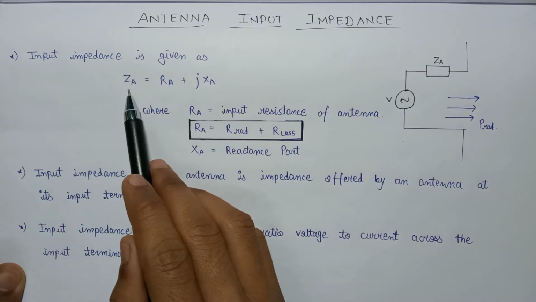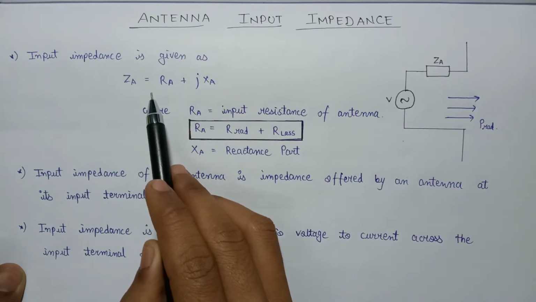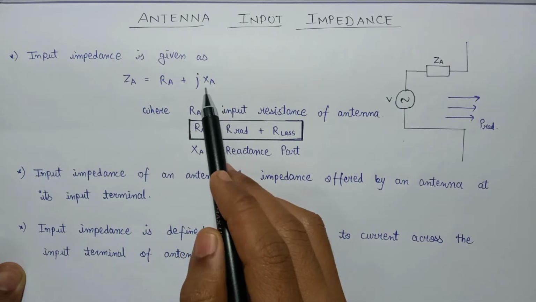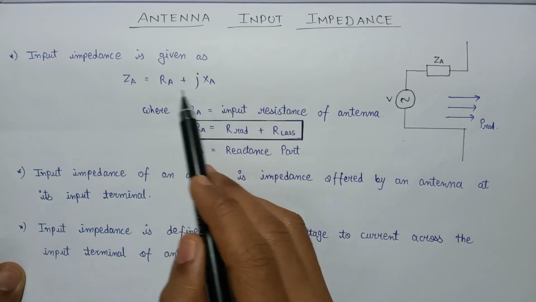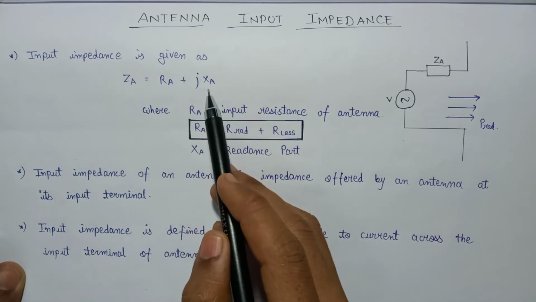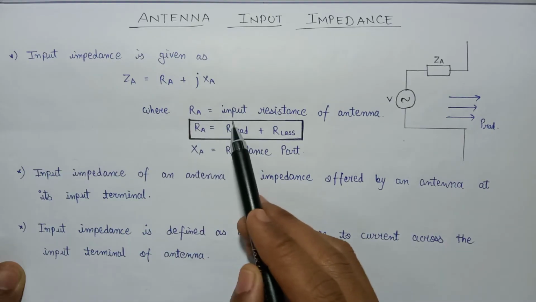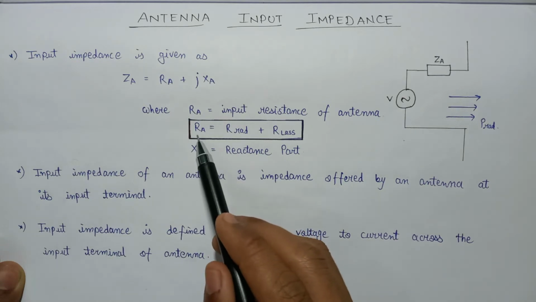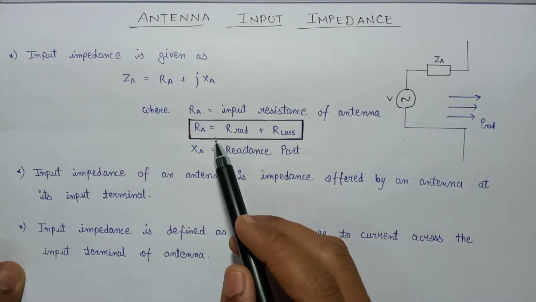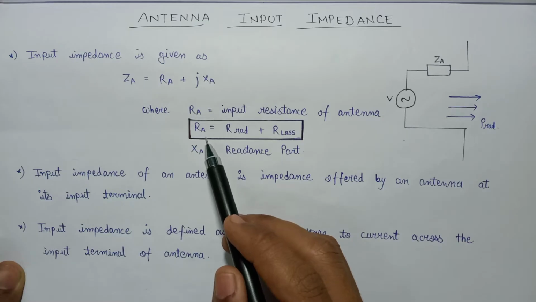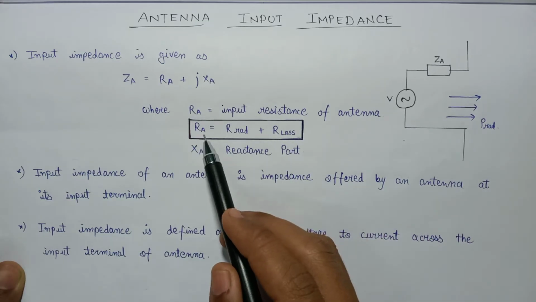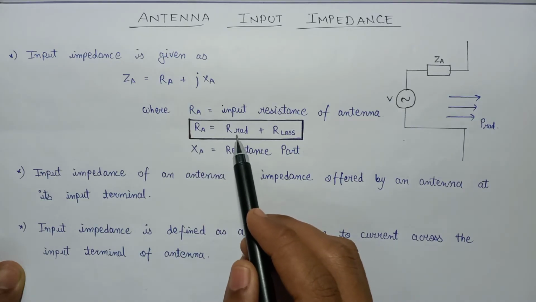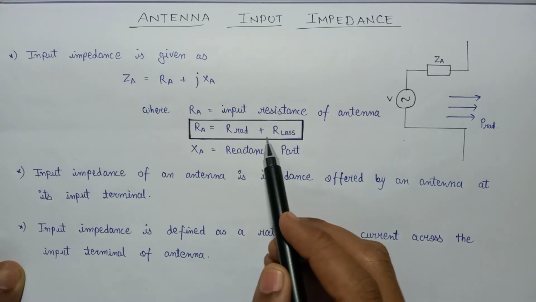So the representation for the input impedance Z of A will be equal to R of A plus jX of A. Now, do you know about this R of A and X of A? If we talk about these two quantities, then R of A here belongs to the input resistance of this antenna. Since in the previous lecture we also studied the resistance of an antenna, that is also termed as radiation resistance. So we can say that R of A will be equal to the radiation resistance, that is R radiated, plus R losses.